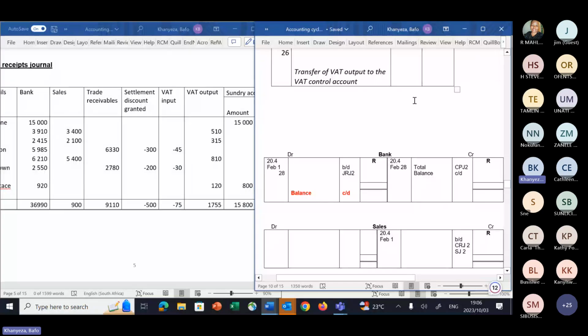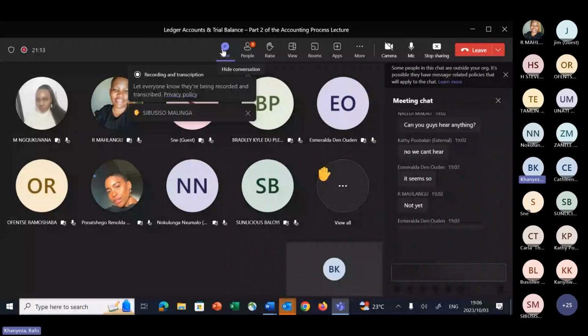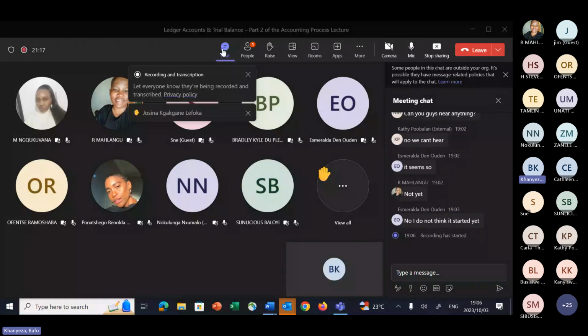Before I can start, can I get a confirmation from you guys? Can you hear me, is everything in order, and things like that. Can you put on the chart? Because it will take me time to open up the thing. Is everything in order?